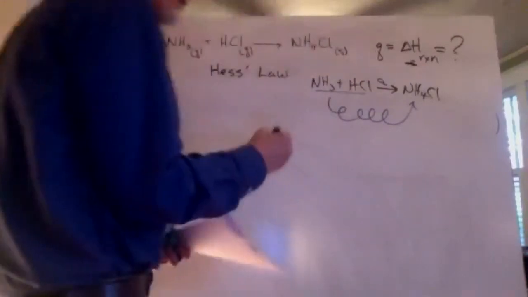And as long as the initial state is the same, and call this path B, and the final state is the same between these two, we can say that delta H of path A will have to be equal to delta H of path B. They have to be identical. Why? Because we start and end in the same places for each pathway.